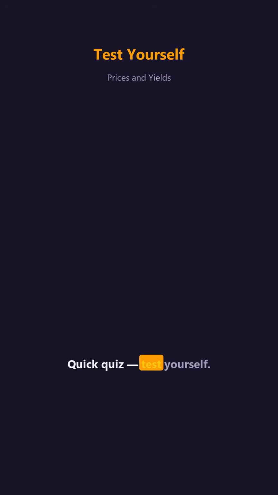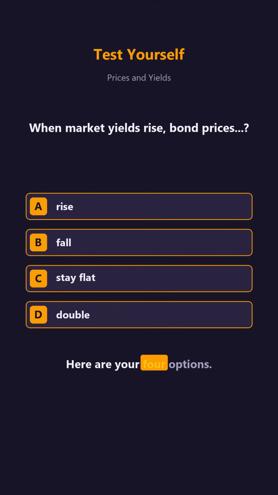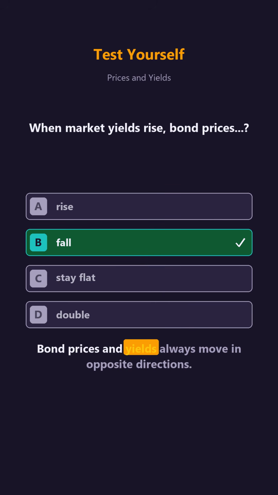Quick quiz, test yourself. When market interest rates rise, what happens to existing bond prices? Here are your 4 options. Pause the video and solve it now. The correct answer is B, they fall. Bond prices and yields always move in opposite directions.